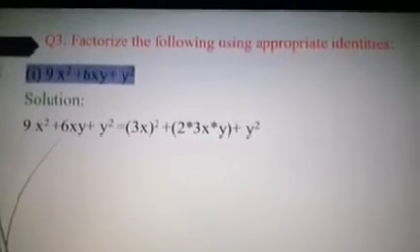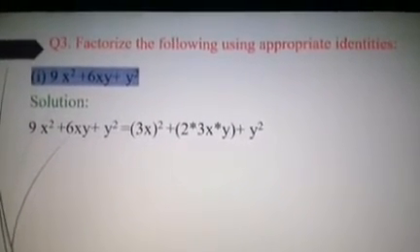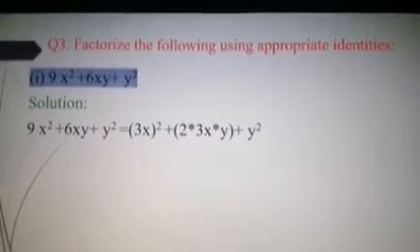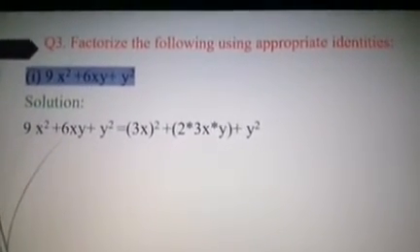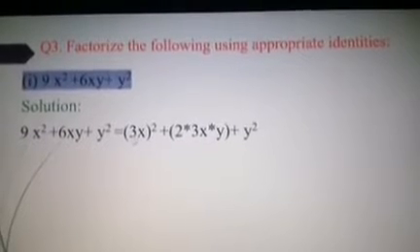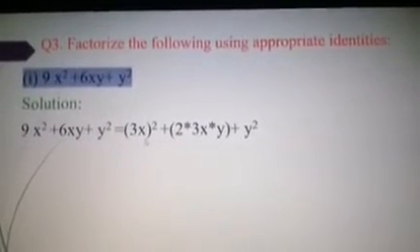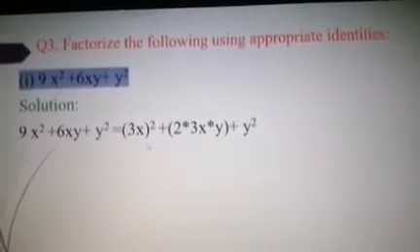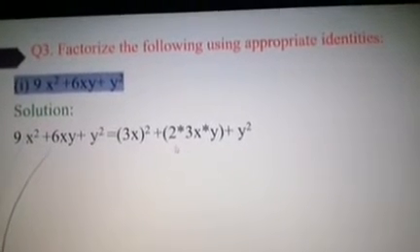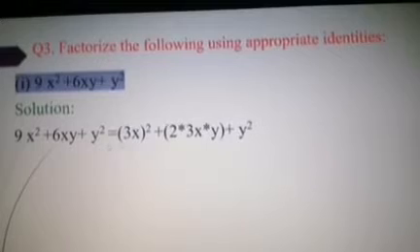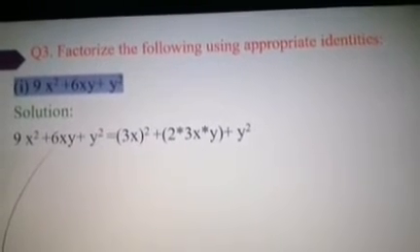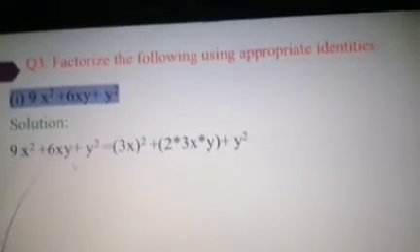Very simple. The first term 9x square I can write as 3x the whole square, and the last term is y square. Always remember to write the first term and the last term. The middle term should be in the 2ab form, that is 2xy form. Here x is 3x and y is y, so we are getting 6xy. That's what I'm going to do.